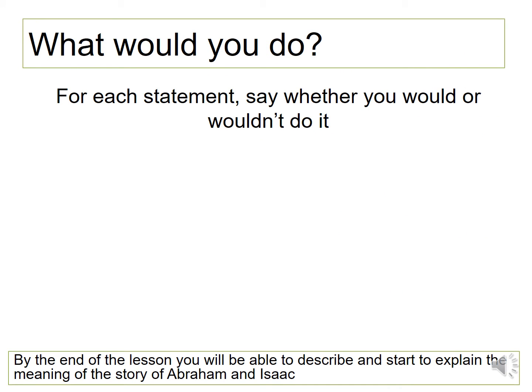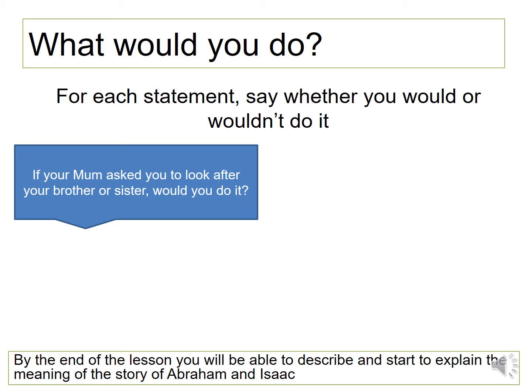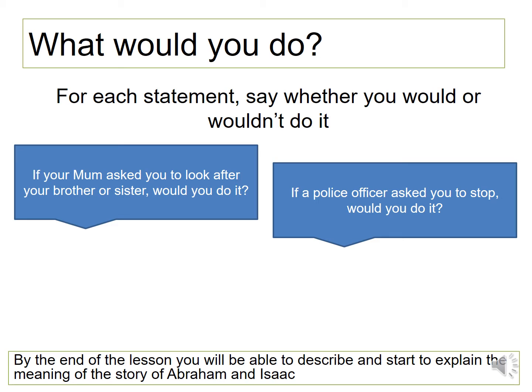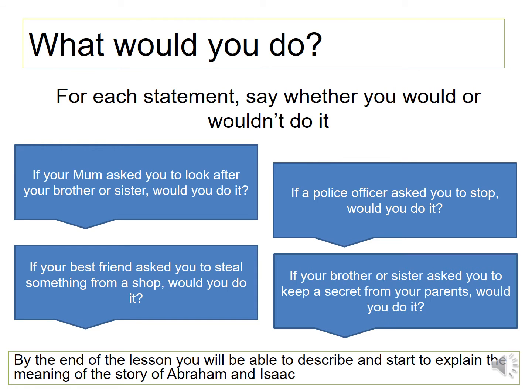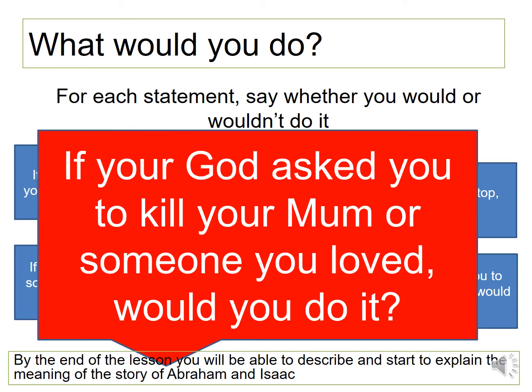Now we're going to consider what you would do in certain situations. So for each statement, say whether you would or wouldn't do what is asked. If your mum asked you to look after your brother or sister, would you do it? If a police officer asked you to stop, would you do it? If your best friend asked you to steal something from a shop, would you do it? If your brother or sister asked you to keep a secret from your parents, would you do it? If your God asked you to kill your mum or someone you loved, would you do it?